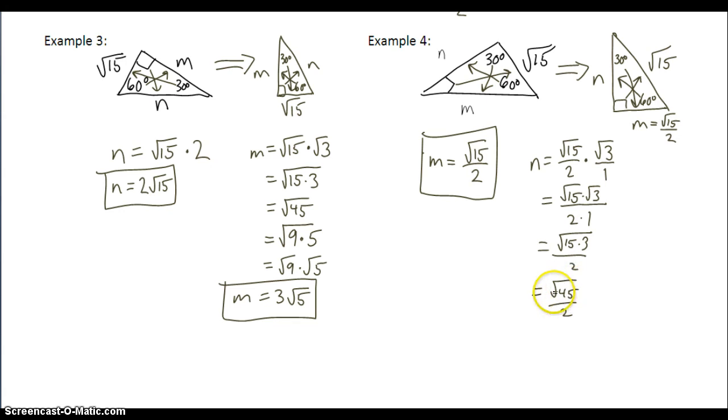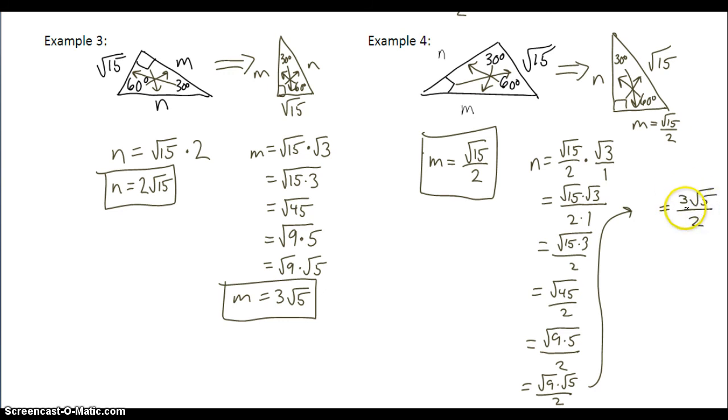And at this point, I need to simplify the square root of 45. 45 is divisible by 9 and 5, which turns into the square root of 9 times the square root of 5 over 2, which turns into 3 square roots of 5 over 2. At this point, I can't simplify anymore. That's how big n is.